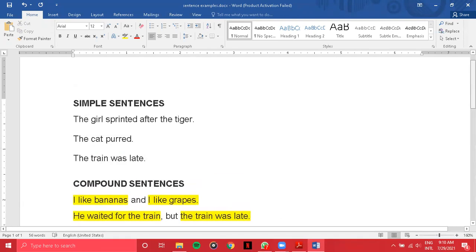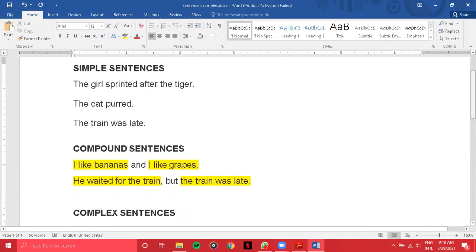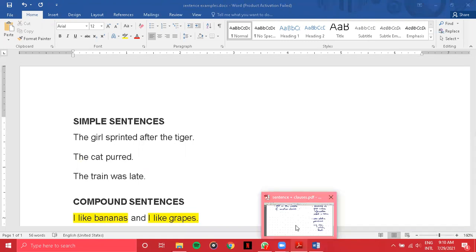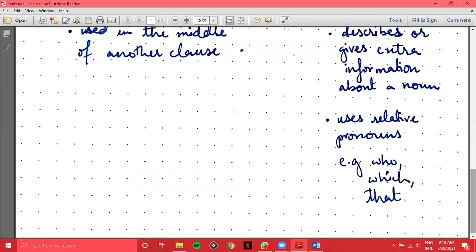Okay, so this was just a quick revision of what we've done throughout this week, right? We've done sentences, we've done clauses. What are the two main types of clauses? The main clause and the subordinate clause. And what are the three types of sentences? We have complex, compound, and simple. Yes, exactly. Simple, compound, complex.